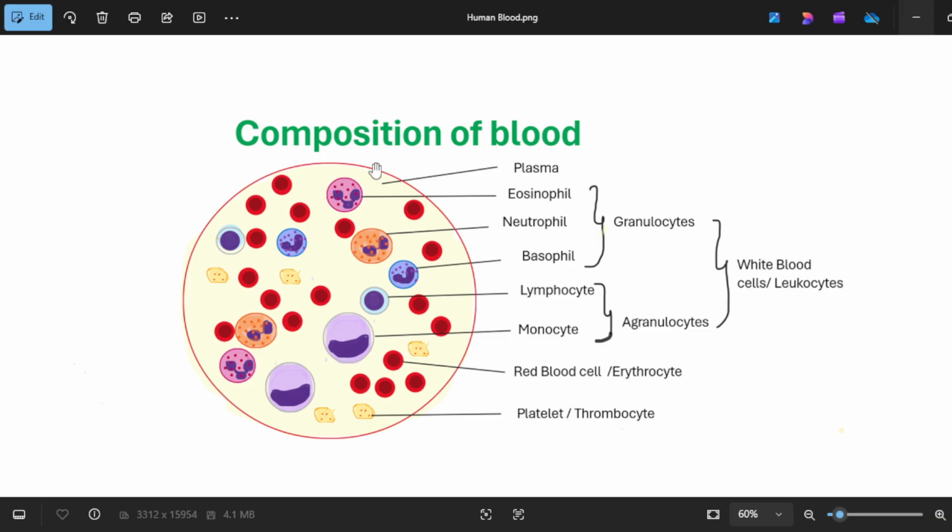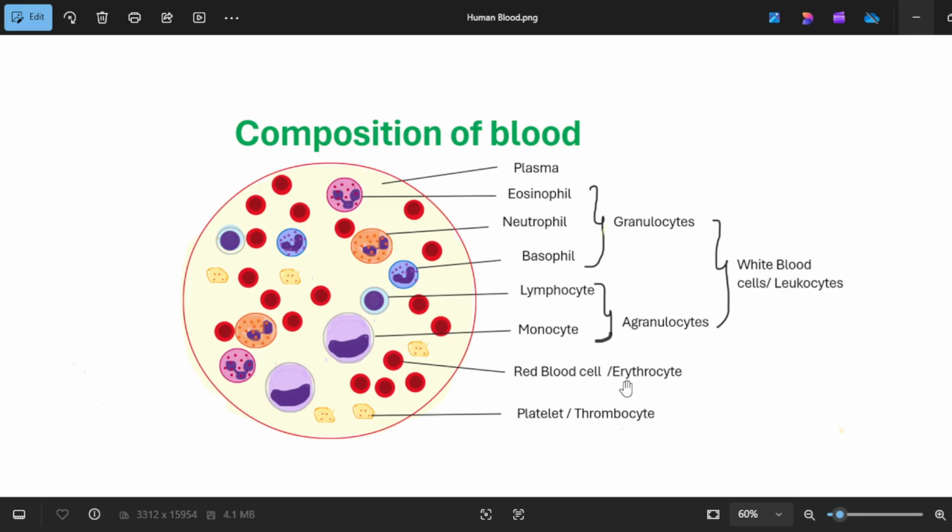So granulocytes are with granules inside them. If you see, they have granules inside them. This is eosinophil, this is neutrophil, this is basophil. Next is your agranulocytes without the granules, the white blood cells, lymphocytes and monocytes. So these are the white blood cells. If you see, these five are the white blood cells.